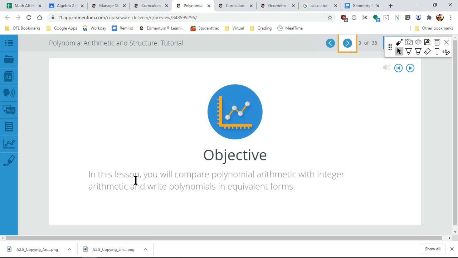So in this lesson, we will learn to compare polynomial arithmetic with integer arithmetic and write polynomial equivalency. If these words don't make that much sense to you, just know polynomials. That's that thing where, where'd my pen go? There it is. Okay, cool.